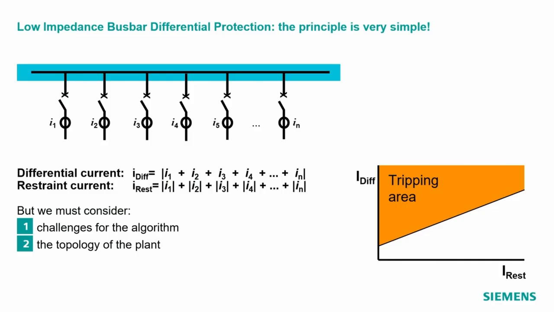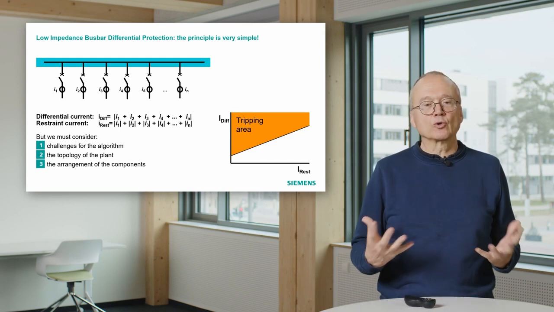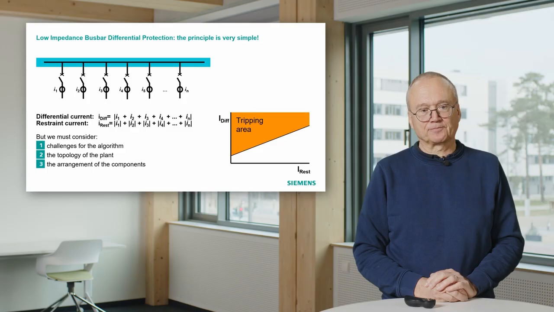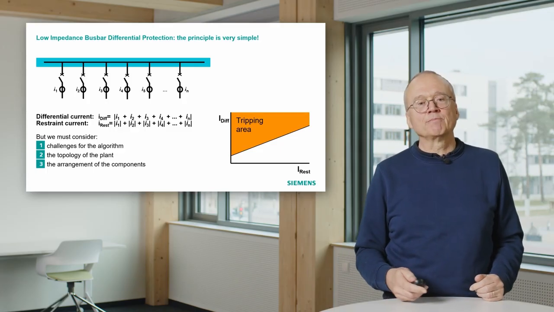The topology of the plant is typically not that easy, as you see in this picture here. Plants can be double busbar, triple busbar, and there are a few other things you have to take into account. And the last thing is, if you have an outdoor substation, it can be a big substation where the distances are long, so you have to make up your mind where you are going to arrange the components. So let's first of all look into the challenges of the algorithm.